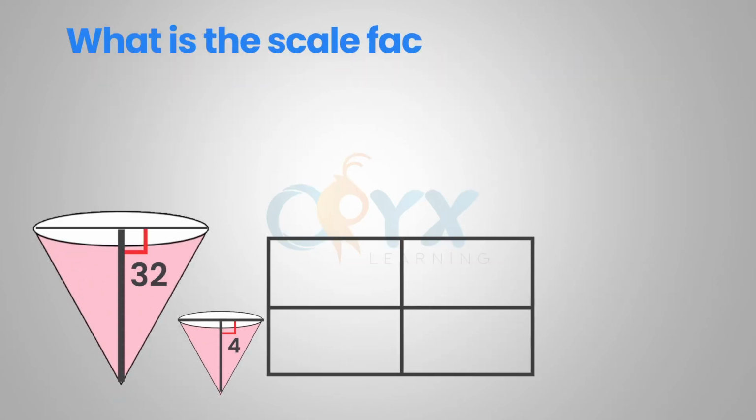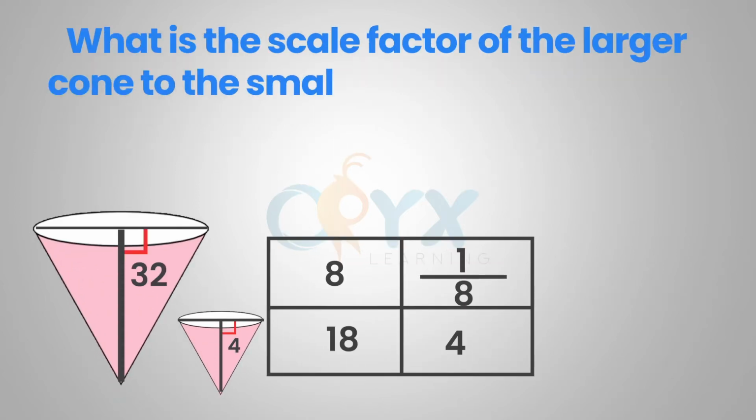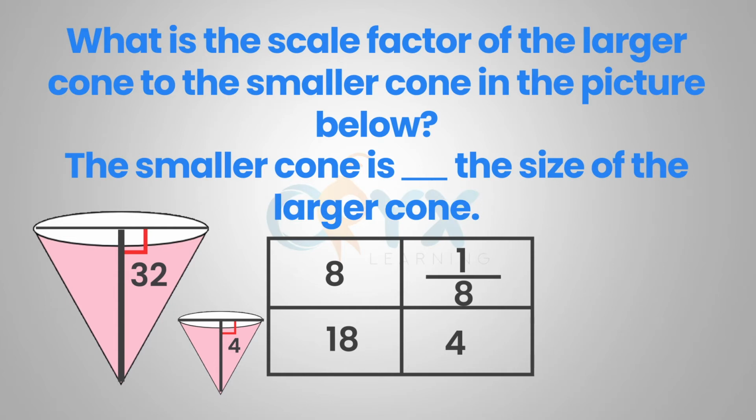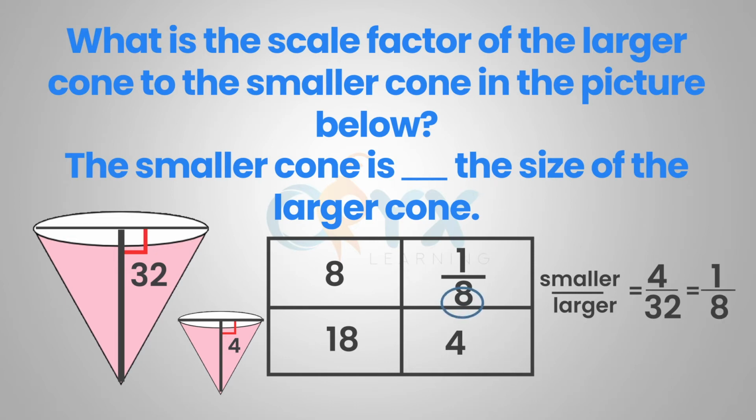What is the scale factor of the larger cone to the smaller cone in the picture below? The smaller cone is blank the size of the larger cone. If we're comparing the smaller cone to the larger cone, the smaller cone has a height of 4, and the larger cone has a height of 32. 4 over 32 reduces to 1/8, so the smaller cone is 1/8 the size of the larger cone.